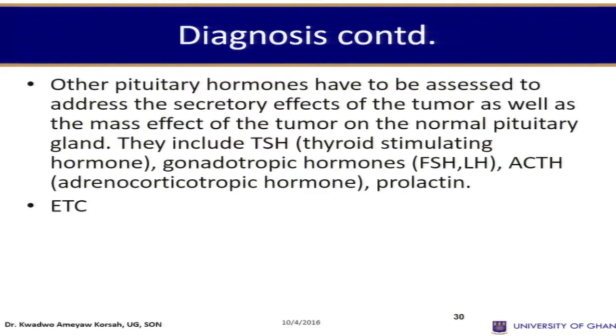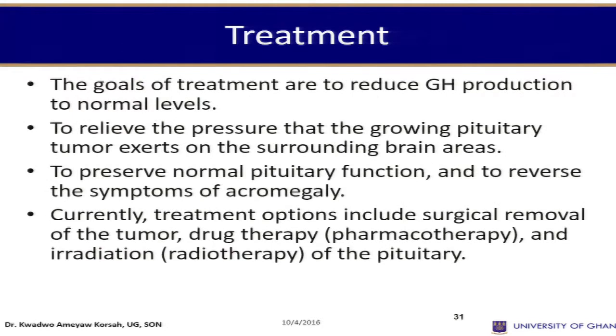Other pituitary hormones have to be assessed to address the secretory effect of the tumor, as well as the mass effect of the tumor on the normal pituitary gland. They include TSH, which is the thyroid stimulating hormone. We can also do gonadotropic hormones, which are FSH and LH, and ACTH, which is the adrenocorticotropic hormone. And then we can also check for prolactin, and other tests may also be done.